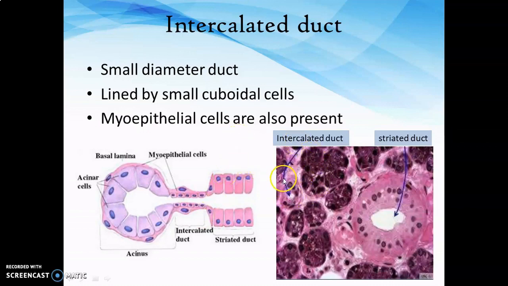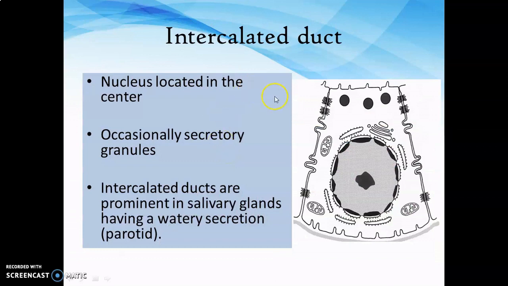You can see in this HNE section of salivary gland presence of intercalated duct, which is the smallest diameter duct among the salivary gland ducts. When you see individual cuboidal cell lining the duct, you can see the nucleus located in the center. There are occasional secretory granules also present in the intercalated duct. That means they also take part in the secretion of saliva to an extent.